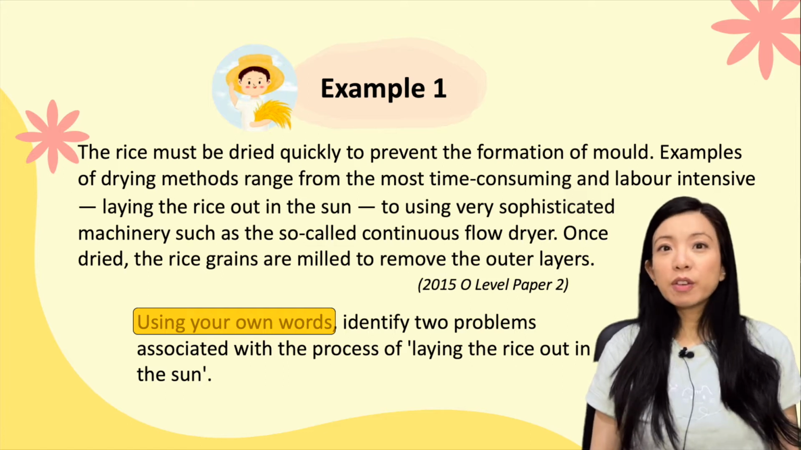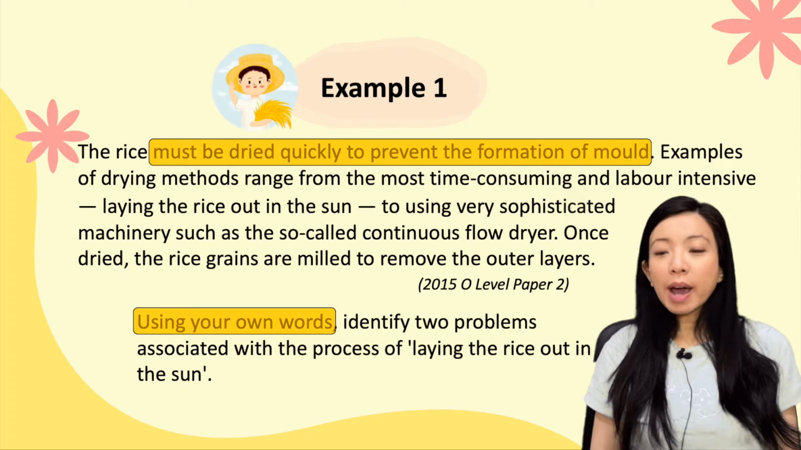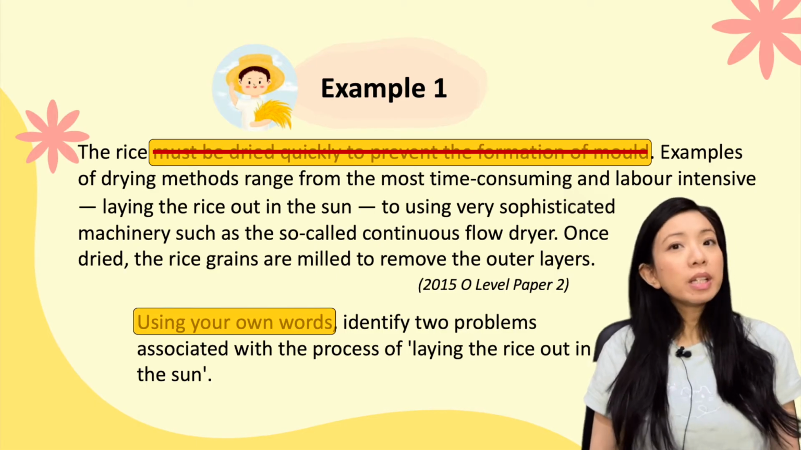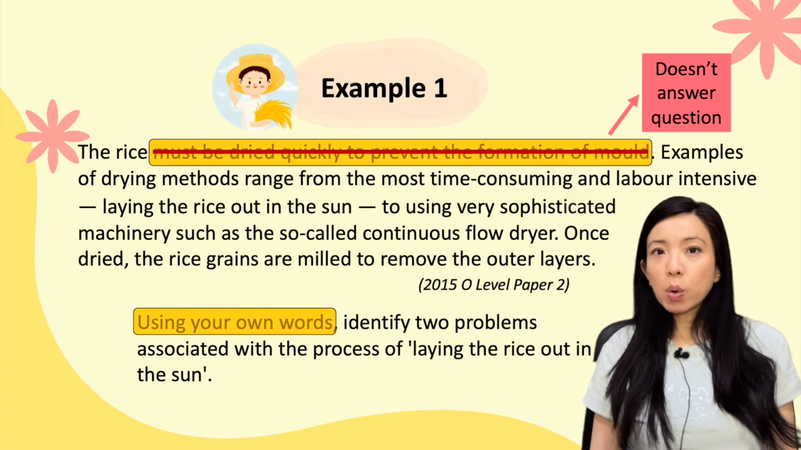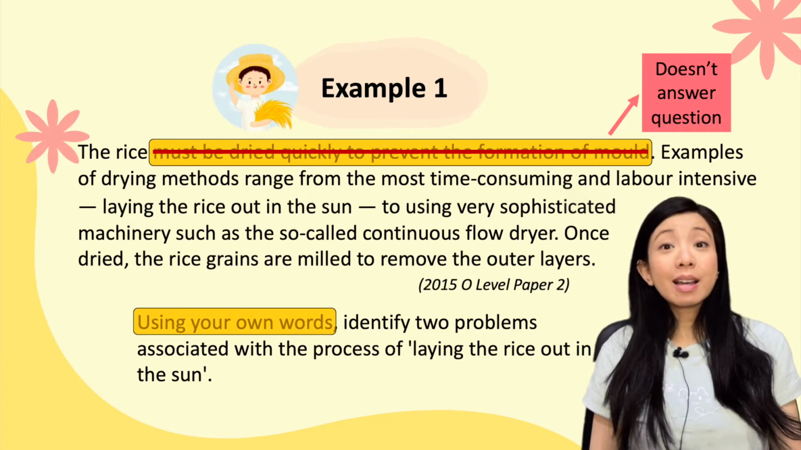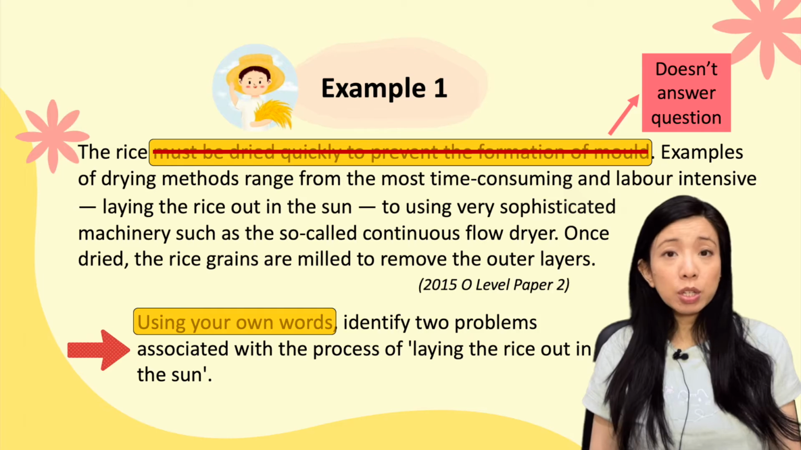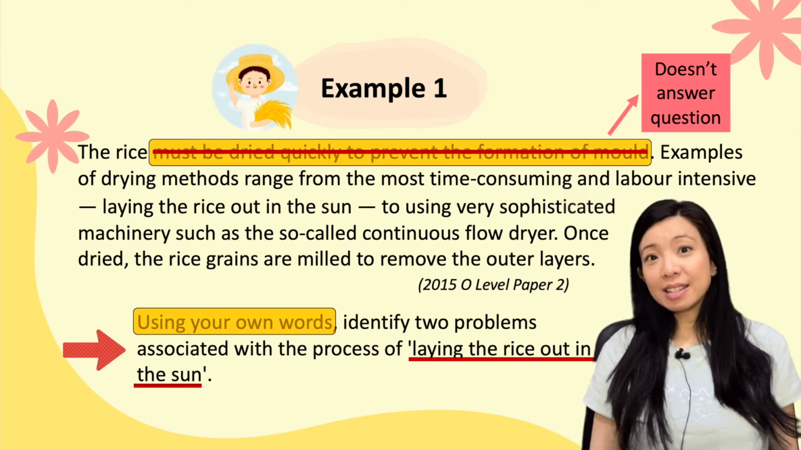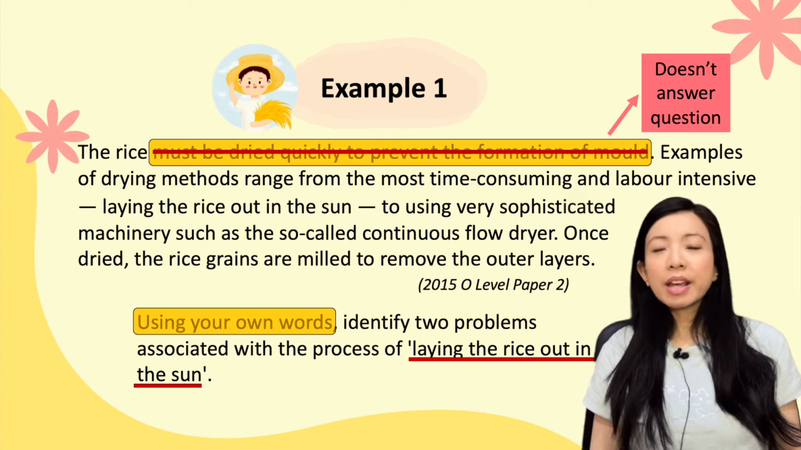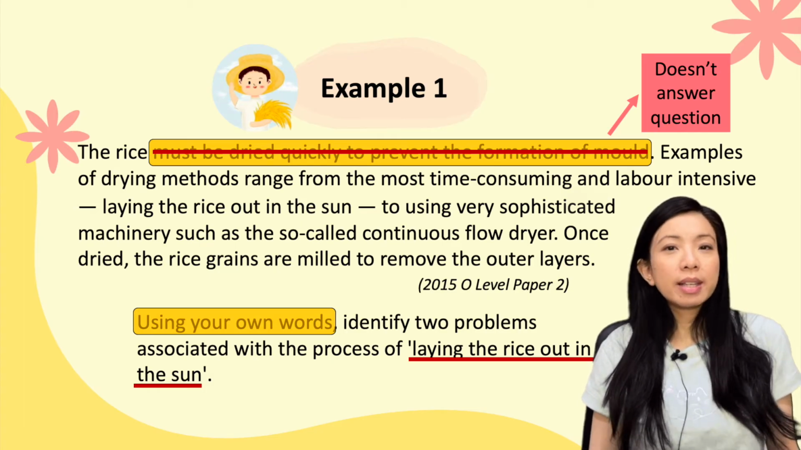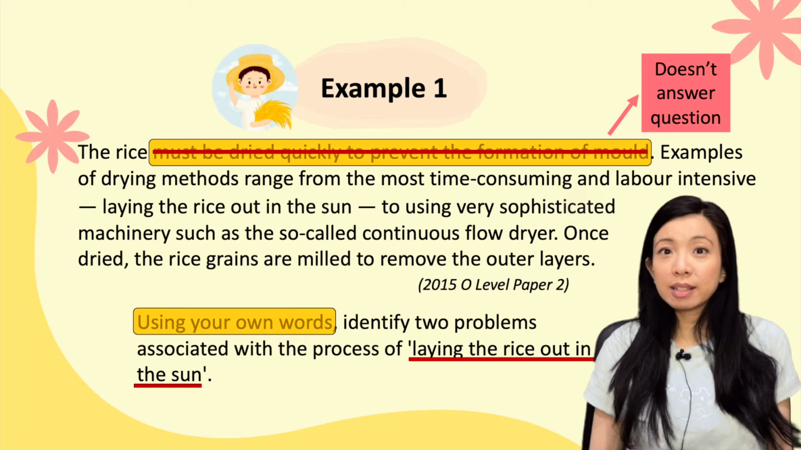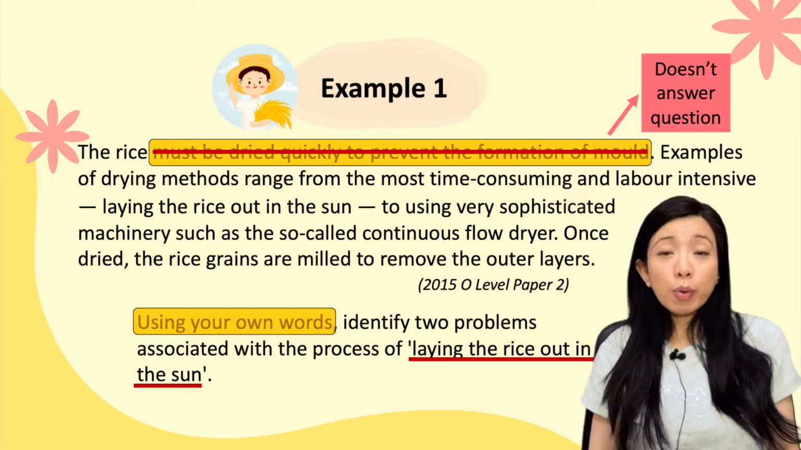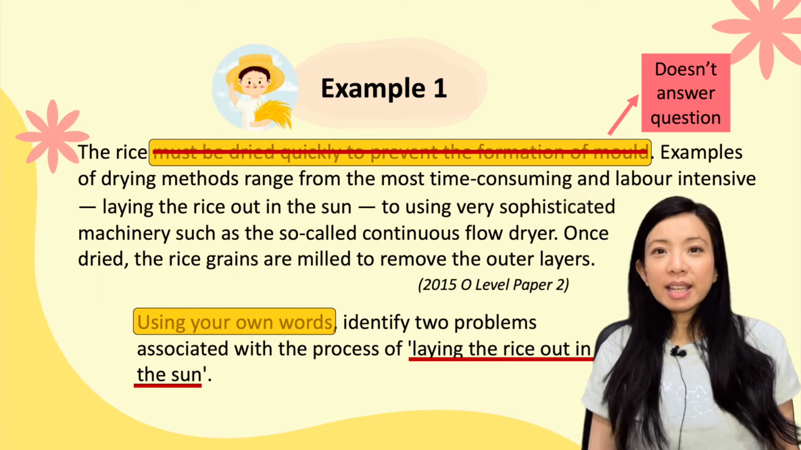We'll start off with the very first sentence. The rice must be dried quickly to prevent the formation of mold. Now this is definitely not the answer because it doesn't answer the question. Remember, the question is asking us to identify problems that are associated with laying the rice out in the sun. So this sentence doesn't say anything about laying the rice out in the sun, it just says that the rice needs to be dried quickly. In the second sentence, they actually give us some examples of how the rice is dried quickly. Look at the sentence again.